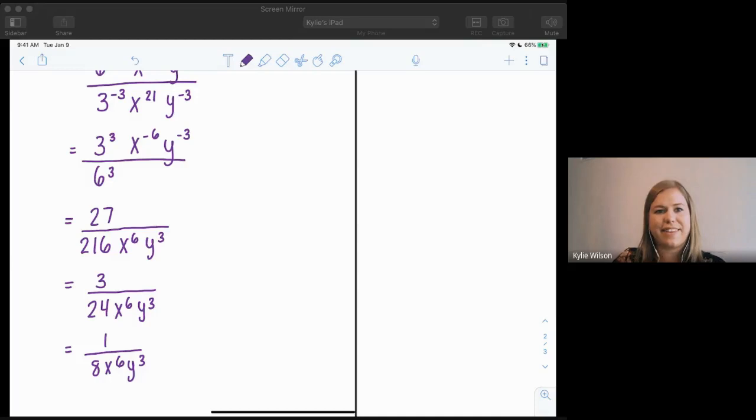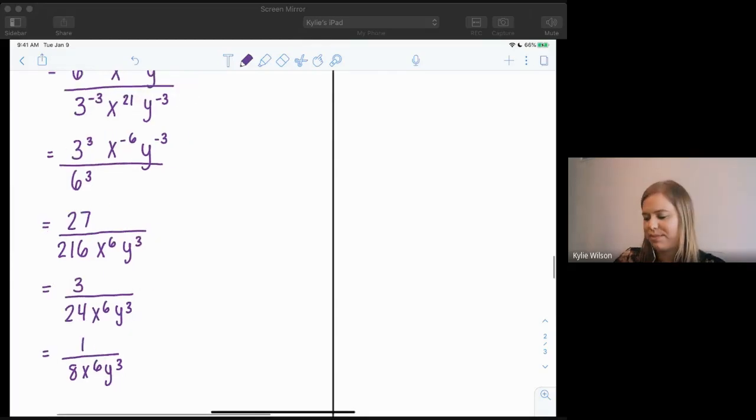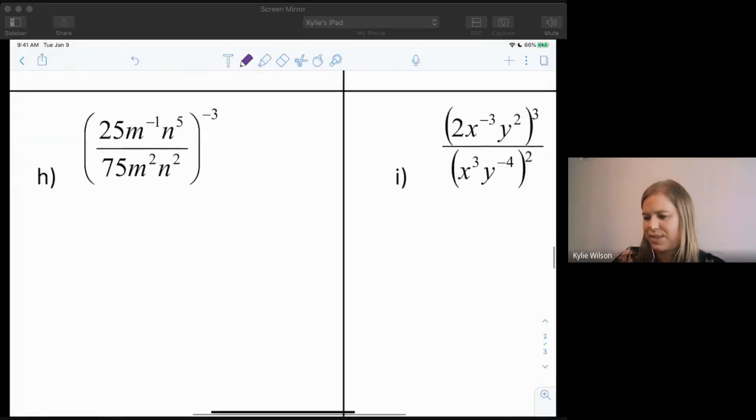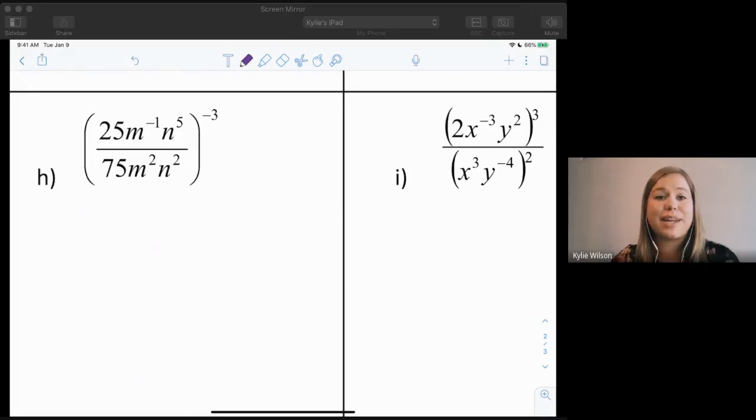Okay, let's try another one. So these ones are getting a little bit more complex, but all the rules are the same. There's just a few more of them. So for this one, we have 25 m to the -1 n to the power of 5 all over 75 m to the power of 2 n to the power of 2. And all of that is to the power of -3.